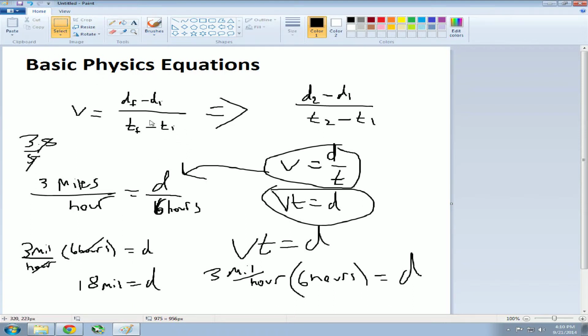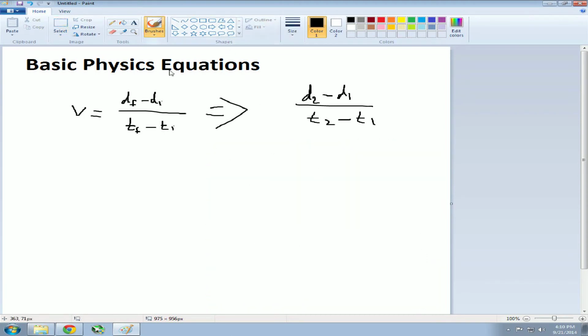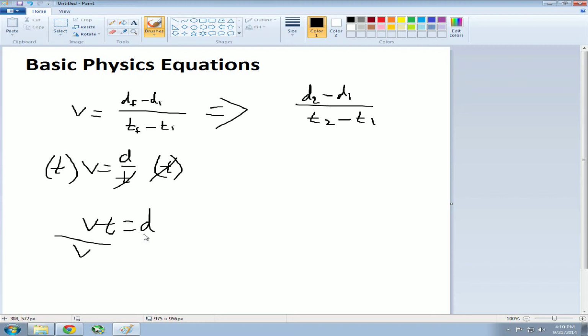So let's say that we move this equation even more. Let's do this real fast. And I have v equals d over t. I multiply both sides by t. And I get Vt equals d, because these t's cancel. And let's say that I want to find time, so I divide both sides by v. And these v's cancel, and I have the time is equal to the distance over speed.